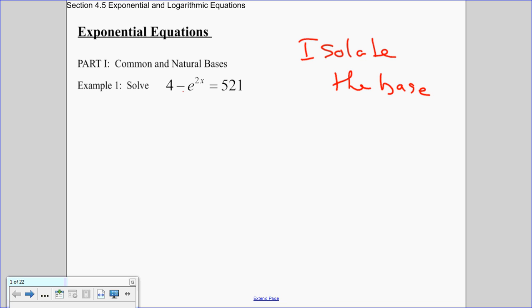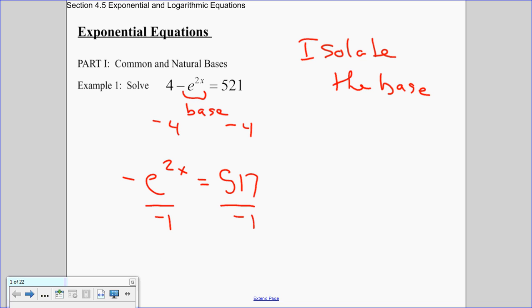What I mean by base is, there's the base. So I like to call anything that's not the base a Klingon. There's a 4 there in front, so we have to subtract a 4 from both sides. So subtract a 4, and I get negative e to the 2x is equal to 517. There's a negative in front, so we need to get rid of that. We need to divide by -1, and I get e to the 2x is equal to negative 517.